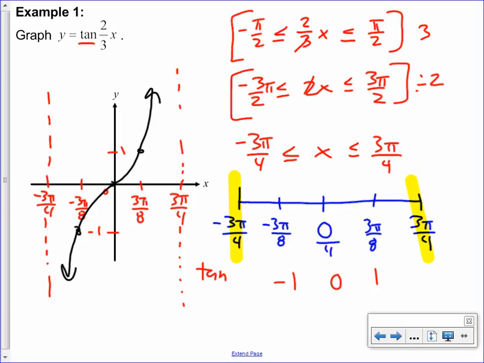Question. For the very first part, will it always be negative pi over 2? Yes. Tangent is always negative pi over 2 to pi over 2, and then cotangent is always 0 to pi. So they each have their own little thing going on. Should we try again?